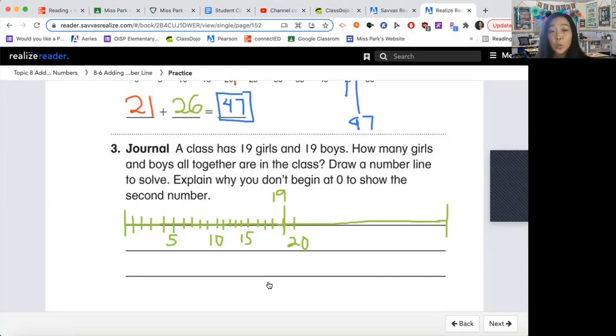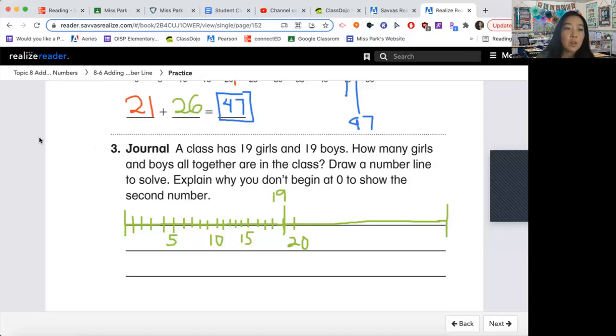What we now need to do is count on 19 more to get to the total number of boys and girls that we have in class. Because 19 is not an even number, it's going to be harder for us to count. Let's finish up this number line. Actually, let's just count on from 19.